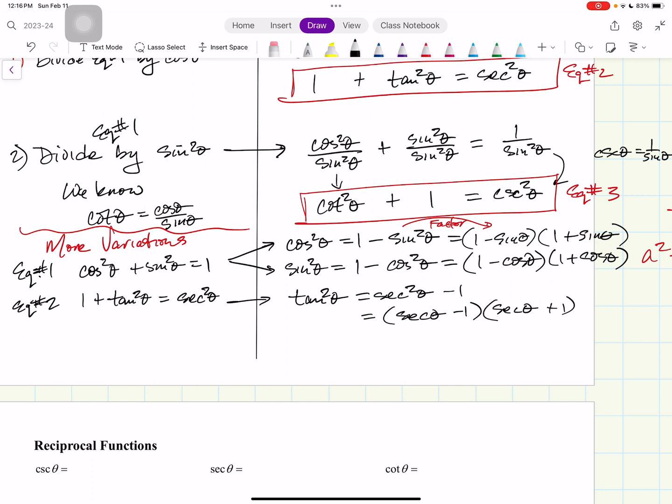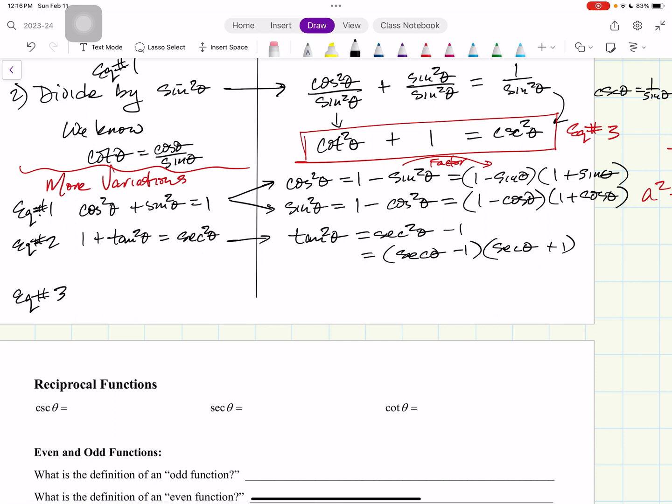And my last variation, if I take equation number 3, which is highlighted right there in red. It says cotangent squared theta plus 1 is equal to cosecant squared theta. What do I get if I isolate cotangent squared theta? Well, all you have to do is subtract 1 again. I mean, it's pretty simple, right? You just go minus 1, minus 1. So you have cotangent squared theta is equal to cosecant squared theta minus 1.